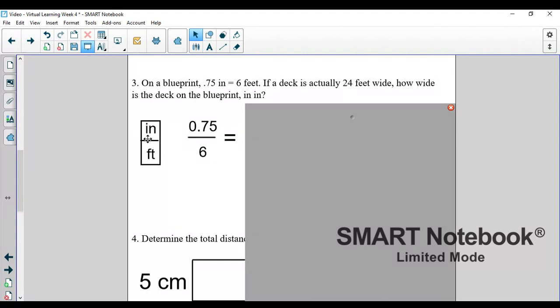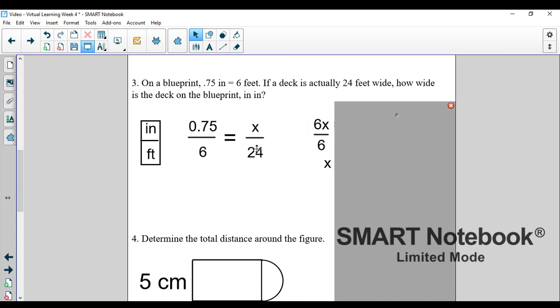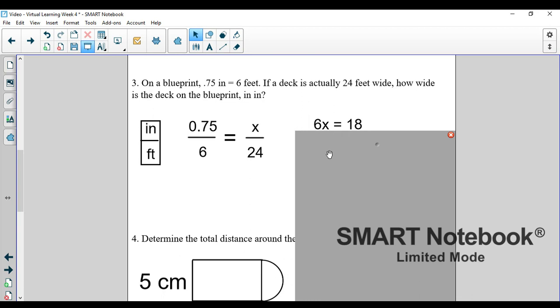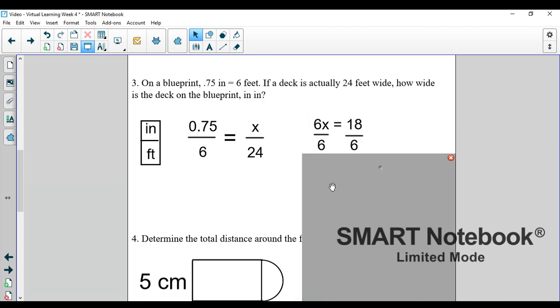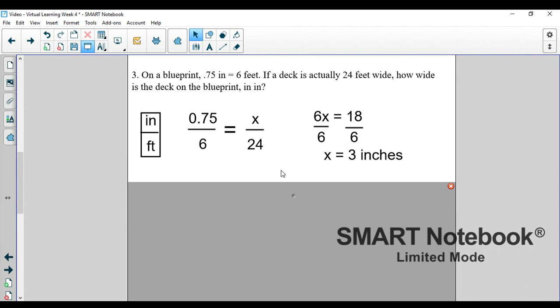So I think, where in my ticket did I put feet? I put it in the denominator on the bottom. So that's where I put 24. X goes on top to represent how many inches I don't know at this point. From there, I can cross multiply. 6 times x is 6x. 0.75 times 24, or 3/4 times 24, is 18. I have 6 times x equals 18. Well, the opposite of multiplying by 6 is to divide each side by 6. And I would find out that 3 inches would represent 24 feet on the blueprint.